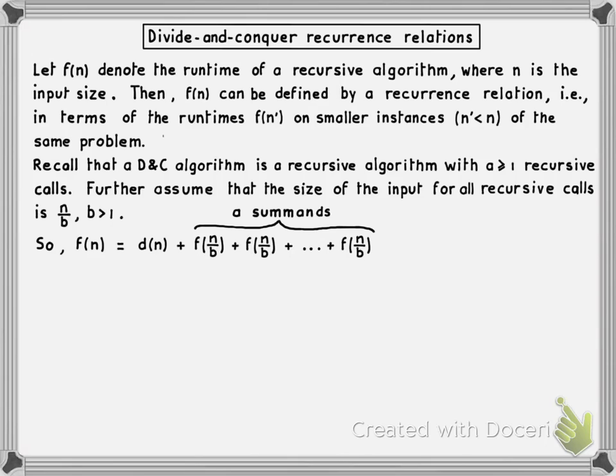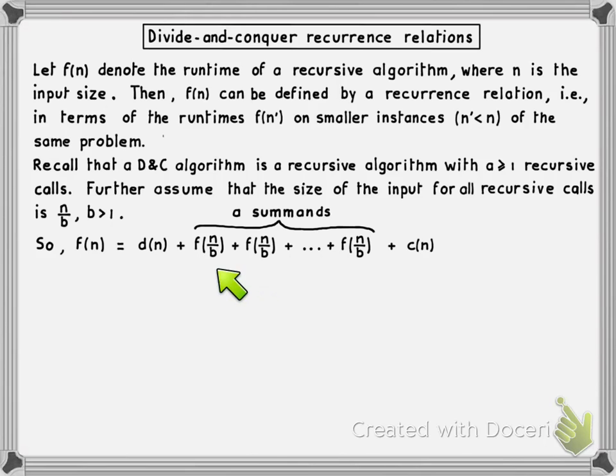Now, let's not forget to add in the runtime for the third step of the divide and conquer strategy, which is the combine step. So how long does it take to combine the solutions of a subproblems to get a solution to the original problem of size n? Well, we don't know. It's just a function of n. Let's call that c of n. C is for combine.